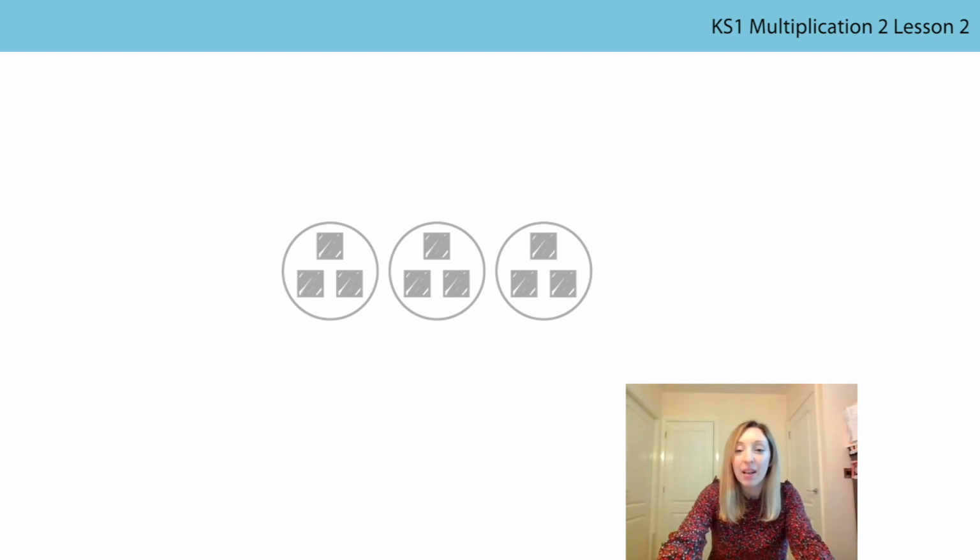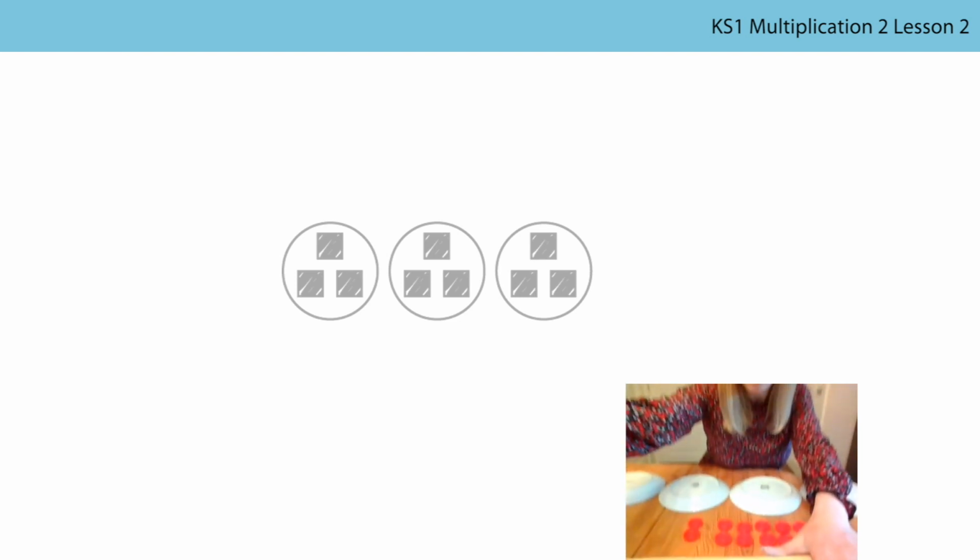Super. Now, on the screen you can see 3 plates. These are Jess's plates. Jess has 12 bricks and she's trying to put them into equal groups. And she's started, but then she's got a little bit stuck. Can we help Jess? Yeah, we definitely can, can't we?